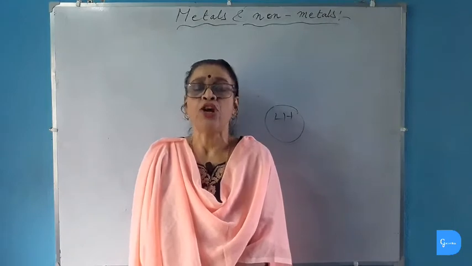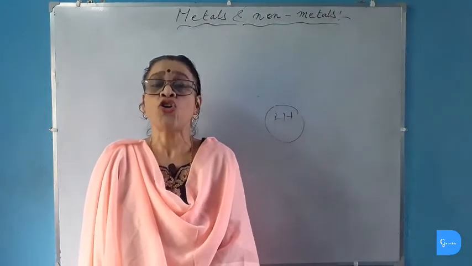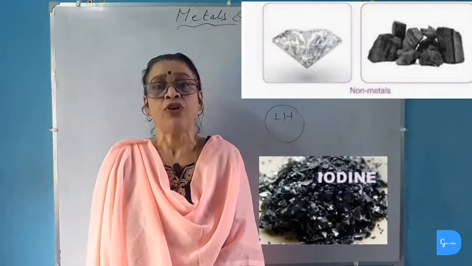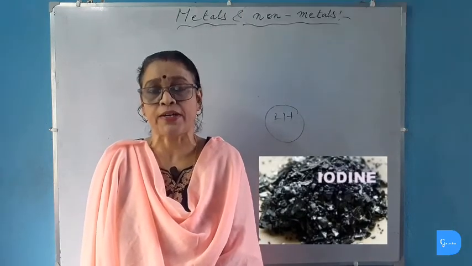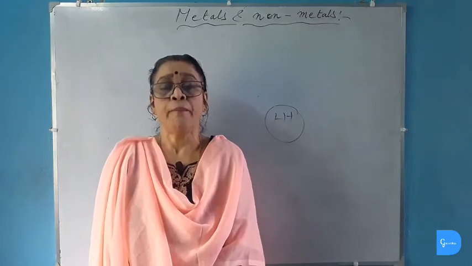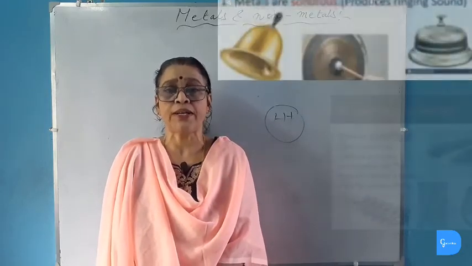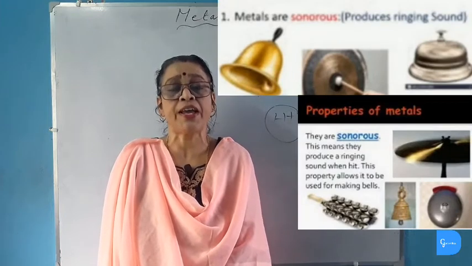On the other hand, we have studied that non-metals are non-lustrous and they are dull in appearance except iodine, which is a lustrous non-metal. Number 4. Metals are sonorous. That is, if the metals are hit by an object, then they produce a deep ringing sound.